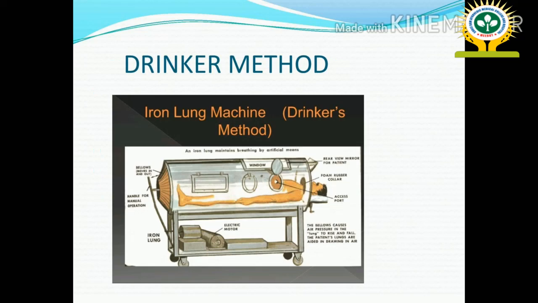Drinker's method. The machine used in this method is called an iron lung chamber or tank respirator. The equipment has an airtight chamber made of iron and steel. The subject is placed inside the chamber while keeping his head outside.